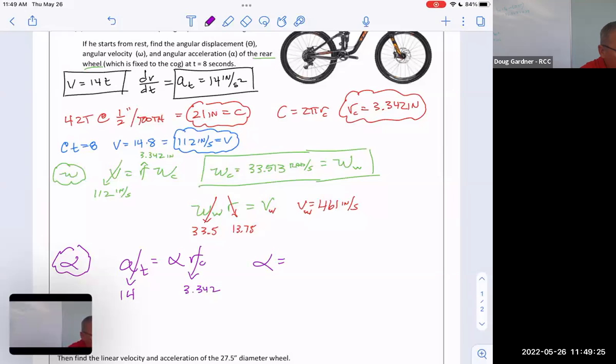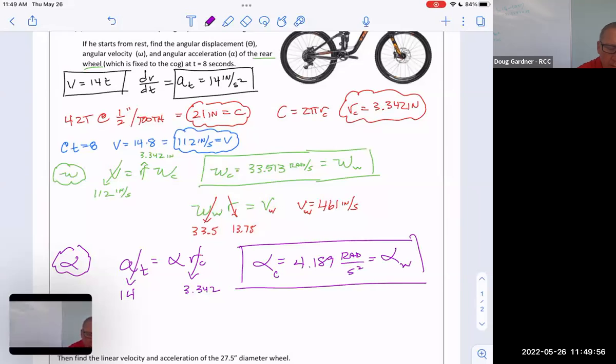then I get that angular acceleration is 4.189, 14 divided by 3.342, 4.189. And because this is angular, that would be radians per second per second. So that'd be the angular increase of speed, angular acceleration of the cog. But again, we said that was hooked to the wheel. So that's actually identical to the angular acceleration of the wheel as well. The cog spins faster, the wheel is going to spin faster too.